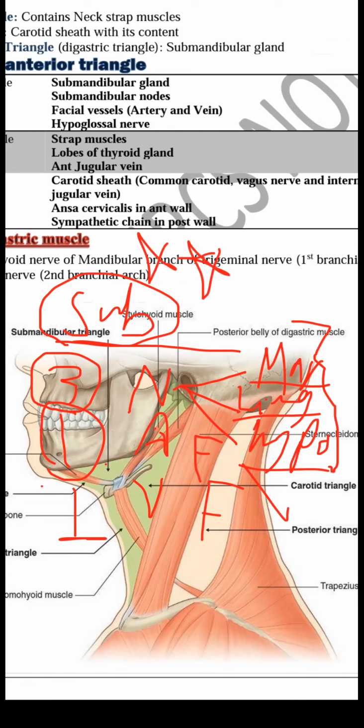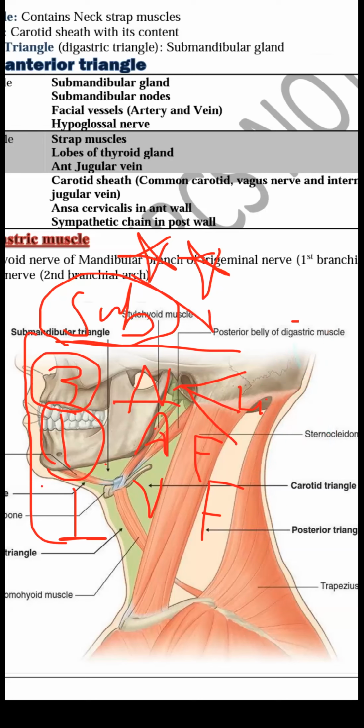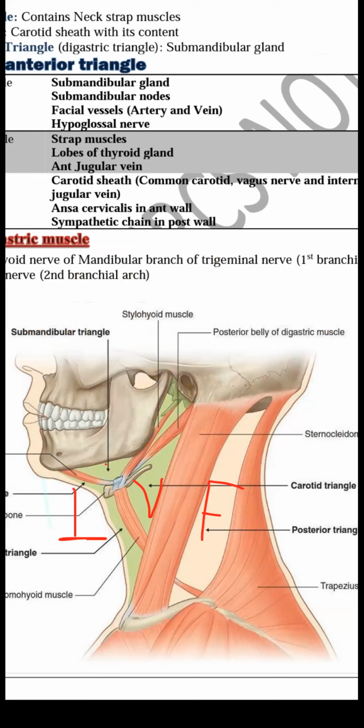So here you can keep what are the contents of digastric triangle or submandibular triangle. You have submandibular gland and lymph node and its related neurovasculature: 3 nerves, marginal mandibular, lingual, and hypoglossal. Then you have facial artery and facial vein. These are contents of digastric triangle.